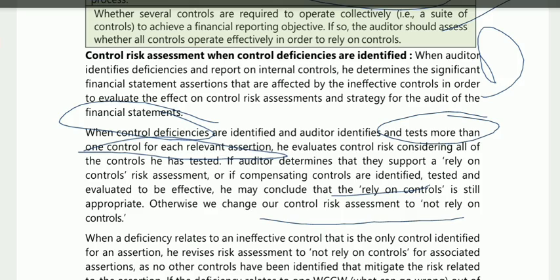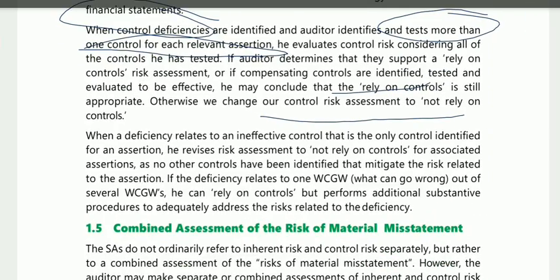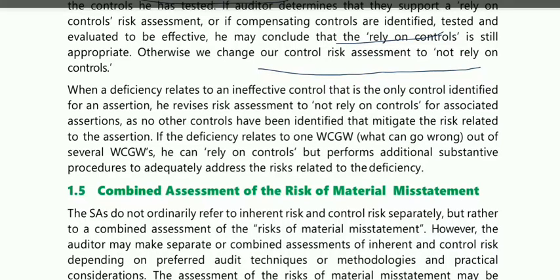So when a deficiency relates to an ineffective control, that is the only control identified for an assertion, he revises the risk assessment to not rely on controls for associated assertions, as no other controls have been identified that mitigate the risk related to the assertion. So if he is finding deficiency in the controls, or if he finds that the controls are ineffective, what will he do? He will not rely on controls.